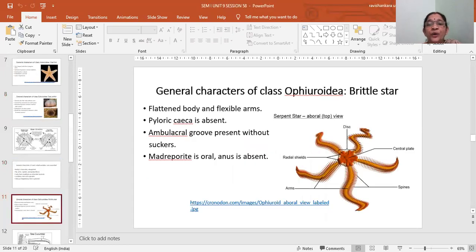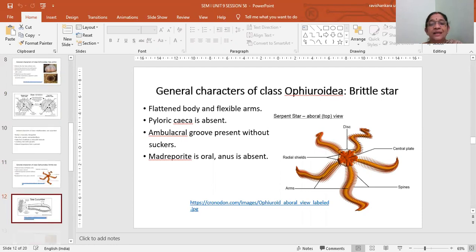Ophiuroidea includes brittle stars, with a flattened body and flexible arms. Pyloric caeca are absent. The ambulacral groove is present without suckers. The arms are abruptly cut off from the oro-aboral axis. The madreporite is oral. The anus is absent in brittle stars.